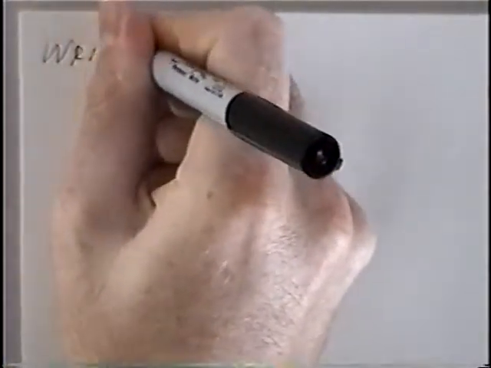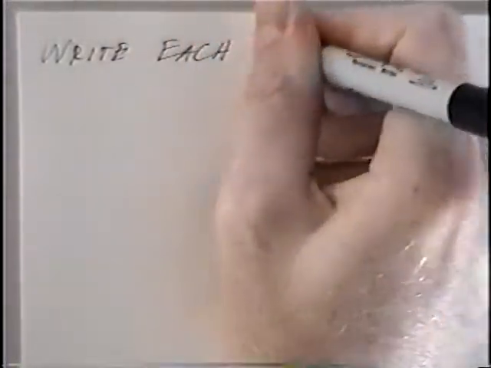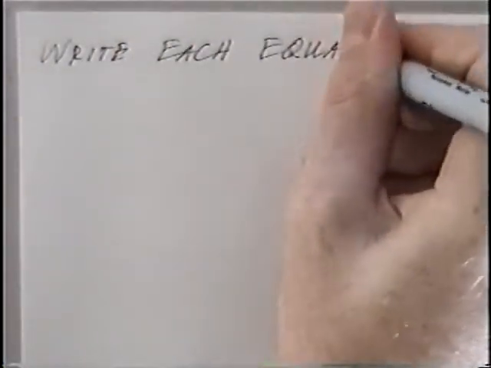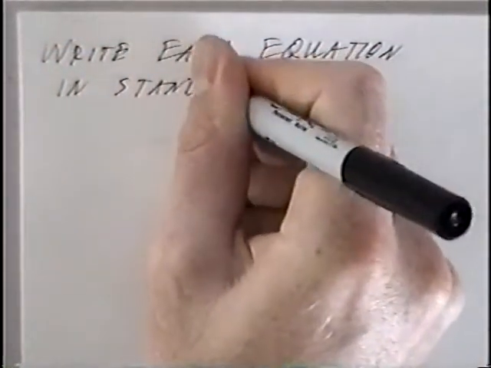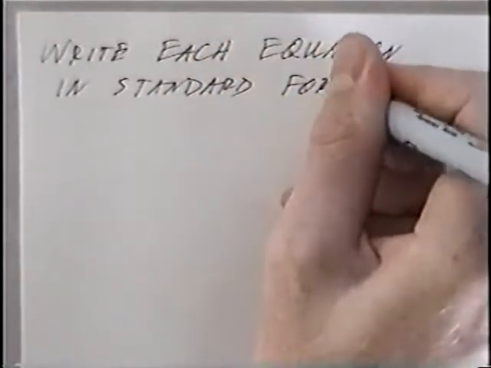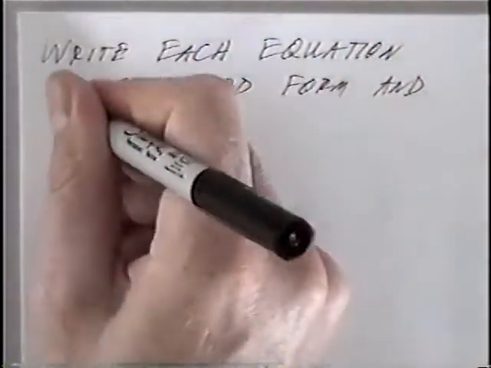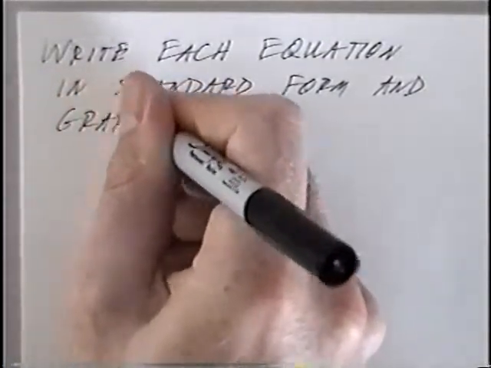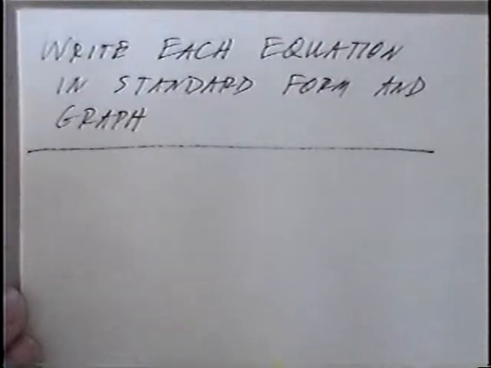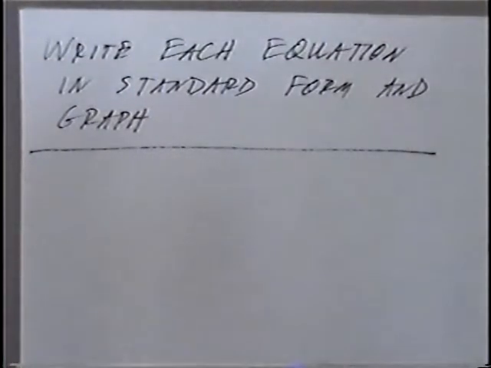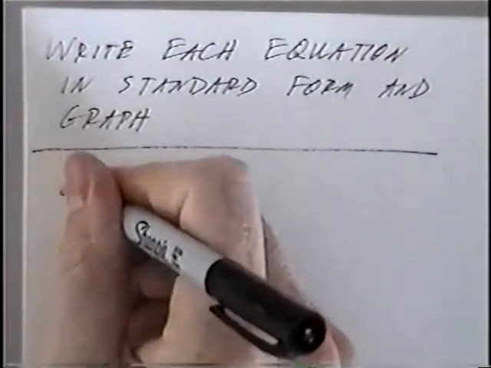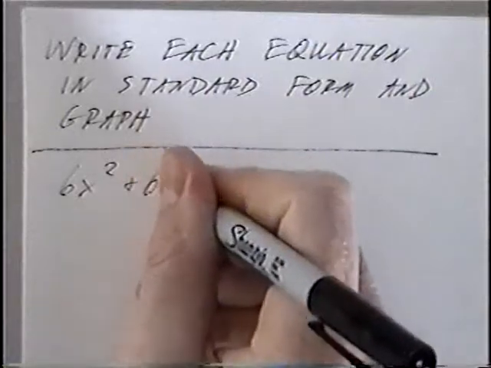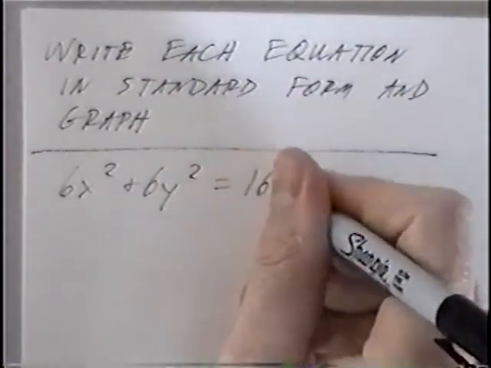Title of the first section is write each equation in standard form and graph. First equation for the section is 6x squared plus 6y squared equals 162.